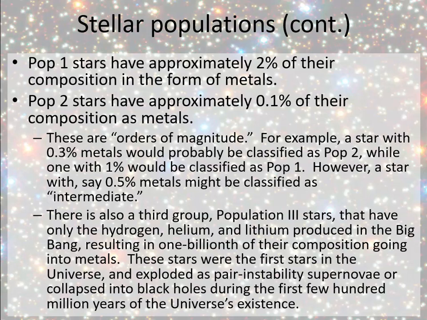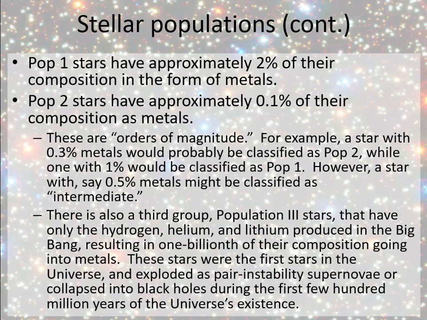Now, there's also a third group of stars that aren't really in the universe today. They are population 3 stars. These are the first stars that actually formed after the Big Bang. They would have formed starting probably around 100 million years after the Big Bang, maybe a little bit less than that, and the first couple hundred million years or so after the Big Bang would have been the era of population 3 stars.